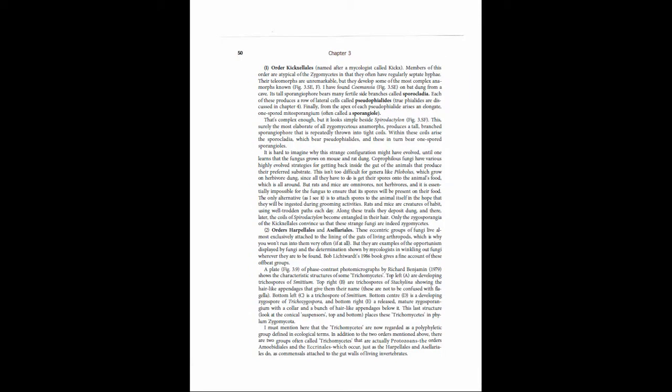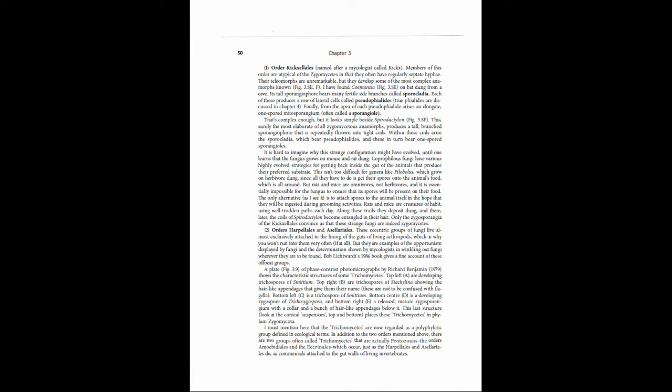Chapter 3. 1. Order Kickxellales, named after a mycologist called Kickx. Members of this order are atypical of the zygomycetes in that they often have regularly septate hyphae. Their teleomorphs are unremarkable, but they develop some of the most complex anamorphs known, Fig 3.5e, f. I have found Coemansia, Fig 3.5e, on bat dung from a cave. Its tall sporangiophore bears many fertile side branches called sporocladia.